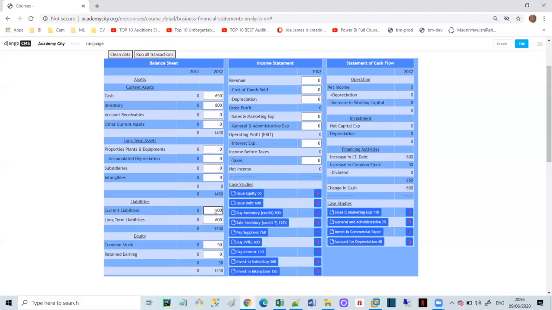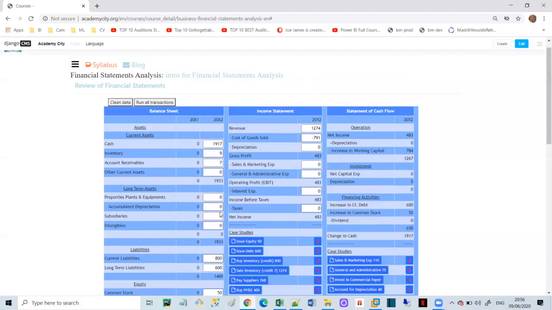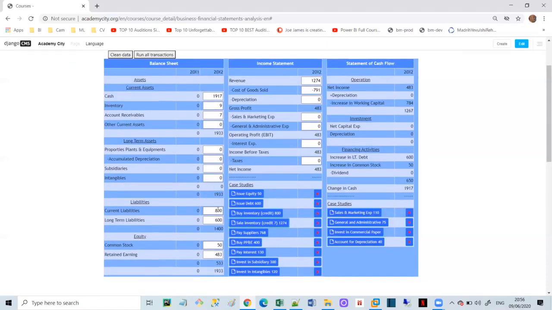How much is it after the transaction? Since nothing changed in the current liabilities, the only thing that changed is my inventory. So let's do this transaction one more time. What happened to my current liabilities? Nothing. So my current liabilities is 800. What happened to my inventory? It went down by 791. So the difference now is 9 minus 800, which is minus 791. That's my new working capital.